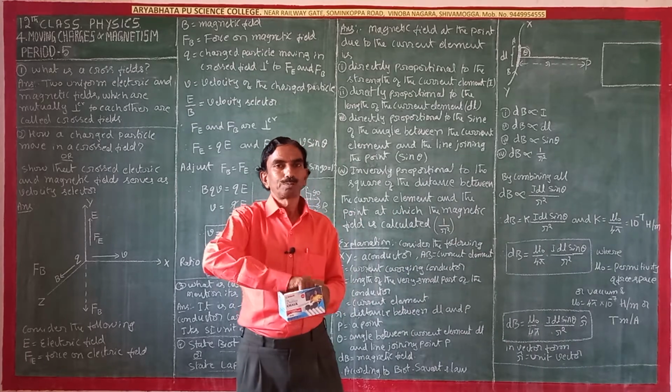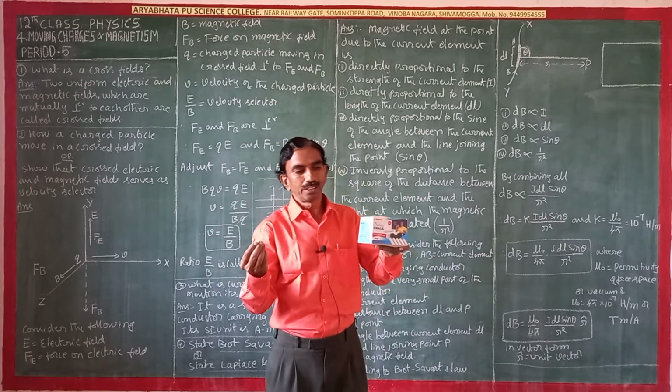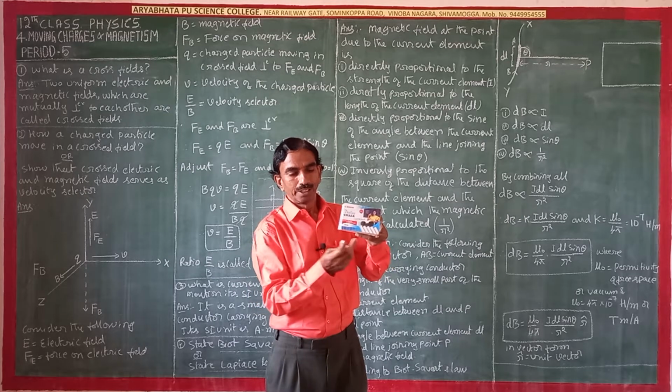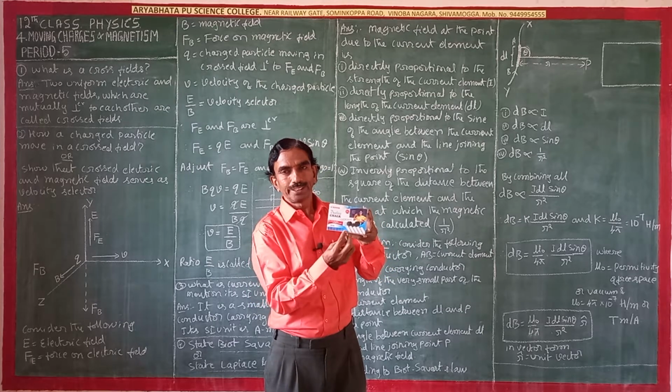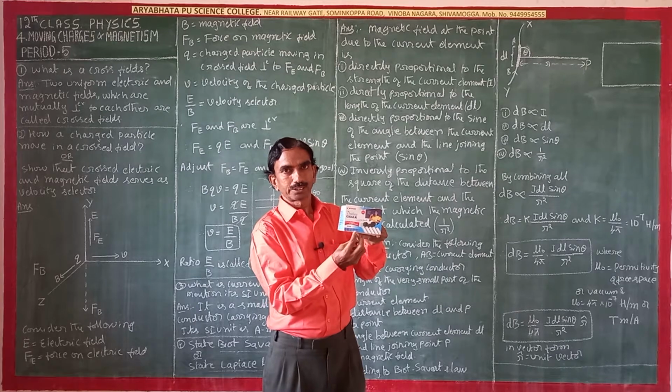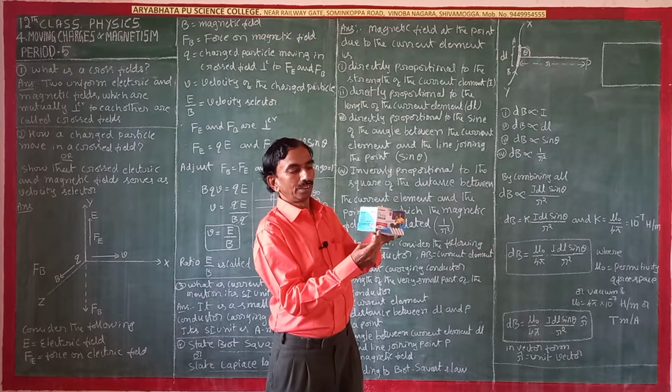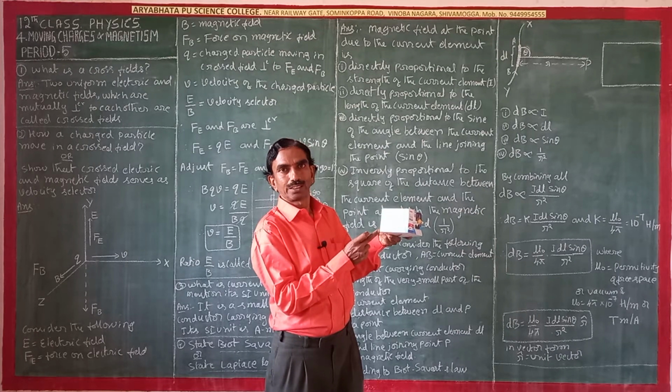Suppose there is a charged particle. This one is a charged particle. It is entering here. This is the X axis. Along this X axis, it is entering, perpendicular to the Y axis and perpendicular to the Z axis.